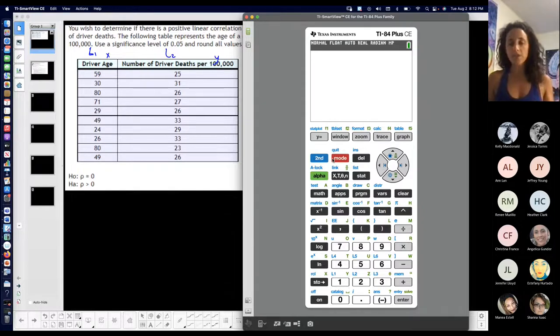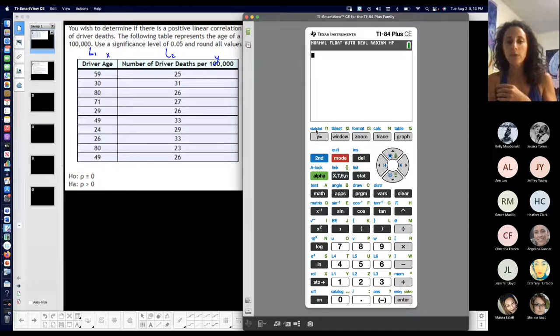So I'm going to graph it on this calculator to see if it looks like there's a linear correlation, and if it looks like it's increasing, meaning positive. And if I do have a positive linear correlation, then as X increases, Y increases, which means as the driver's age increases, the number of driver deaths would increase, which is not a wonderful example, but is the situation we're dealing with right now.